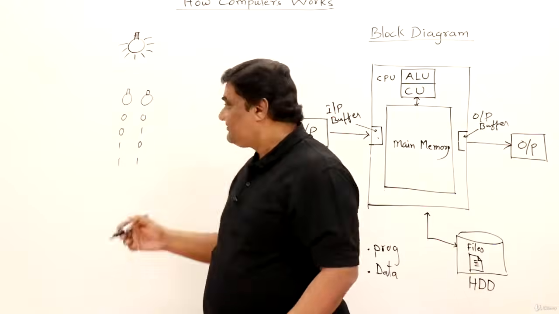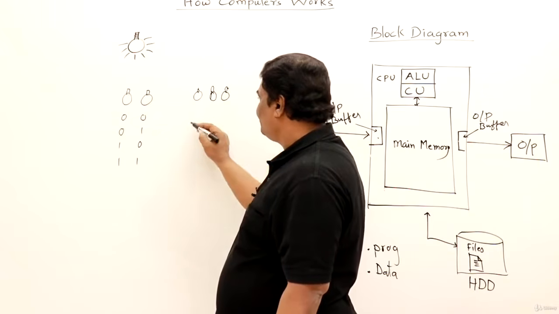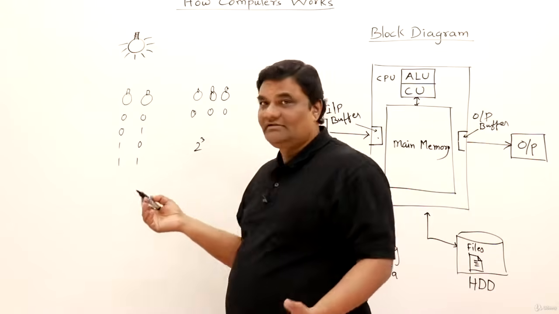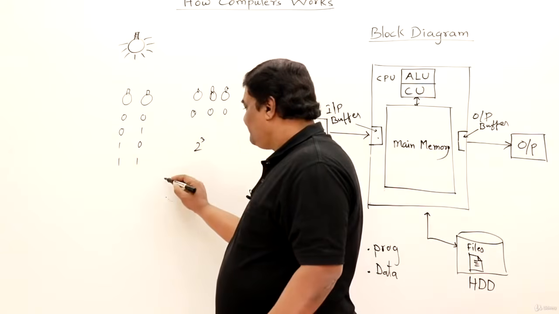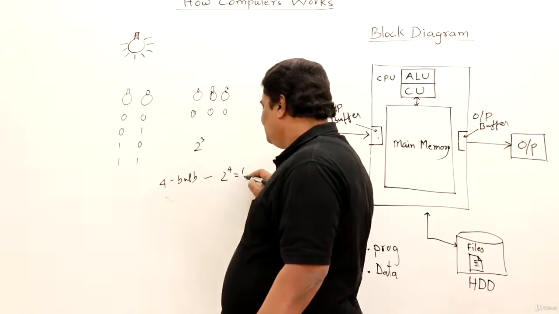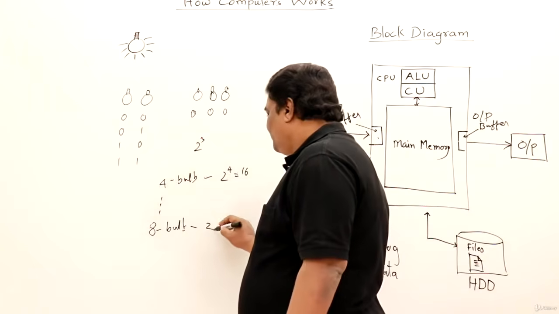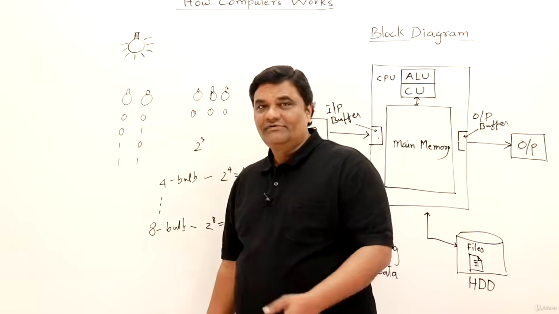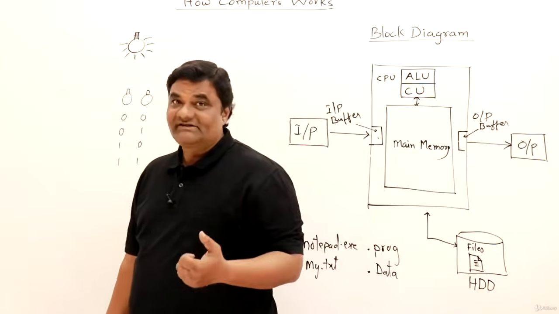So if there are 3 bulbs, then what? Just scribbling: 0, 0, 0. Total how many possibilities are there? This is 2 power 3, 8 possibilities, right? So what about 4 bulbs? If you have 4 bulbs, then this is 2 power 4, that is 16. And what if we have 8 bulbs? 8 bulbs will be 2 power 8, that is 256. So we can have 256 different commands, 256 different messages.